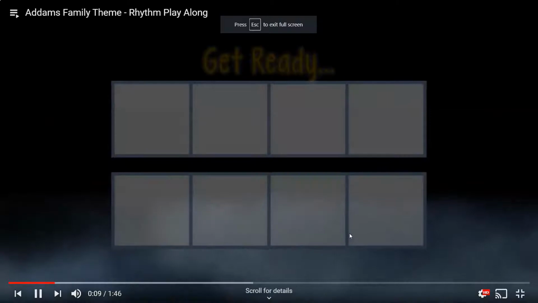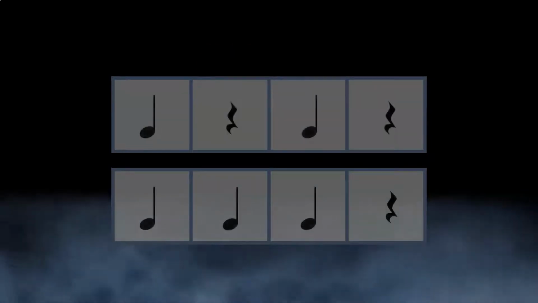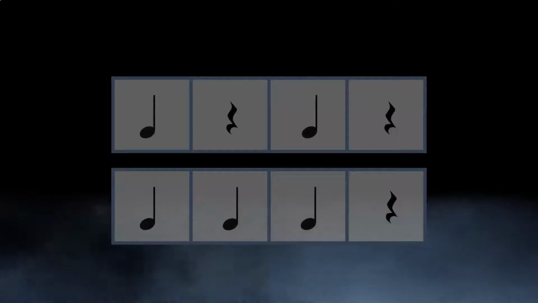Okay, you are going to see something called a triplet. It looks like eighth notes, except it's going to be three of them. And those are three even sounds on a beat. We will say triplet. Triplet, okay?